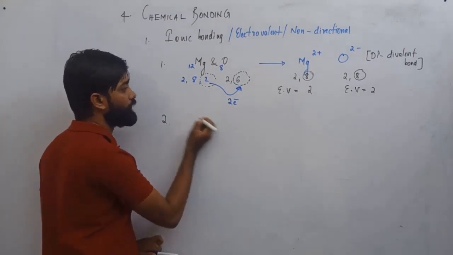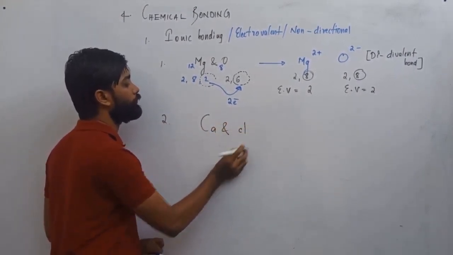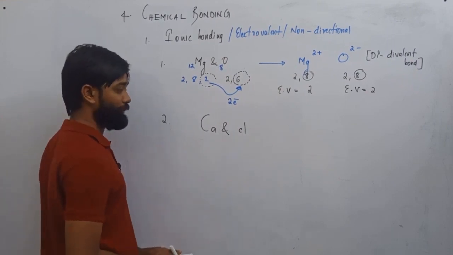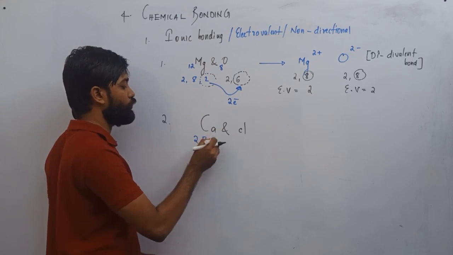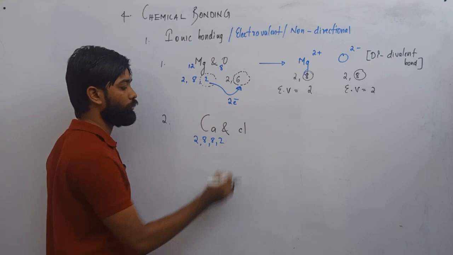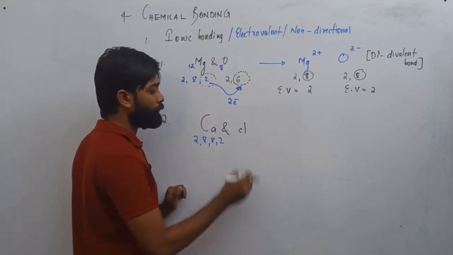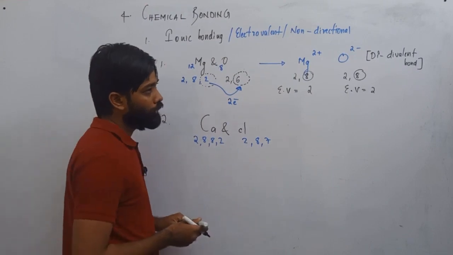Let me define the next category, a compound formed between calcium and chlorine. What is the configuration of calcium? 2,8,8,2. And the configuration of chlorine is 2,8,7.